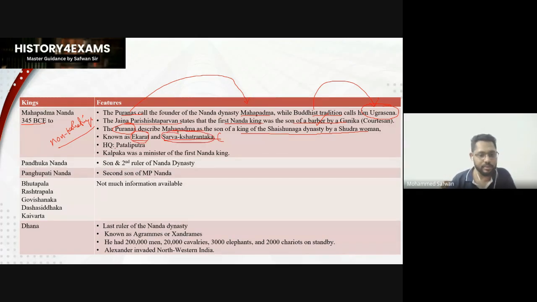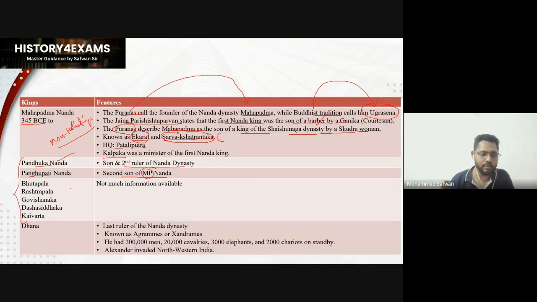He also established his capital at Pataliputra, as we discussed that his father Mahanandin ruled at Pataliputra itself. Kalpaka was one of his ministers. That much is the point. After Mahapadmananda comes Panduga Nanda, then Pangupati. The second ruler of the Nanda dynasty was Panduga, the second son of Mahapadmananda, Pangupati Nanda. Just note that this chronology will be asked here.